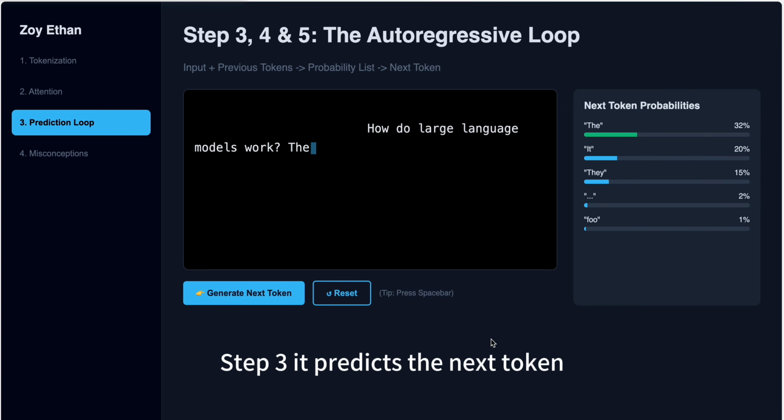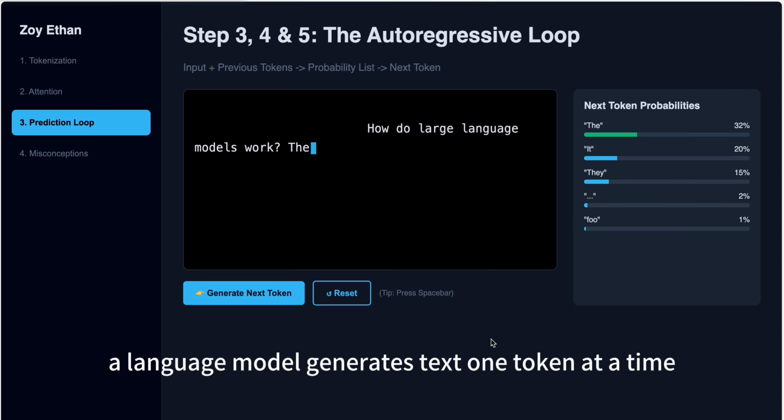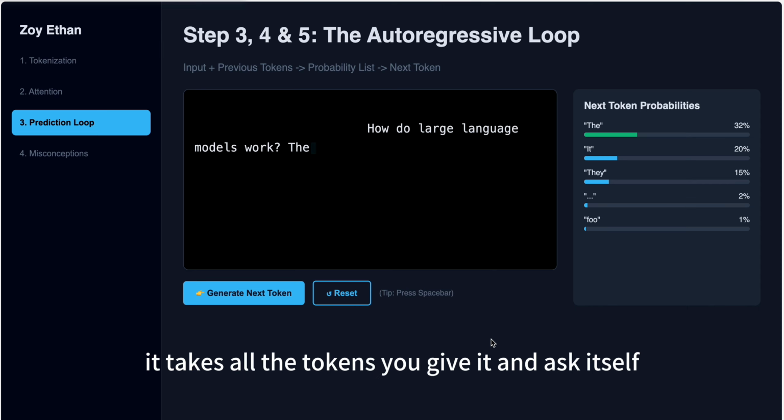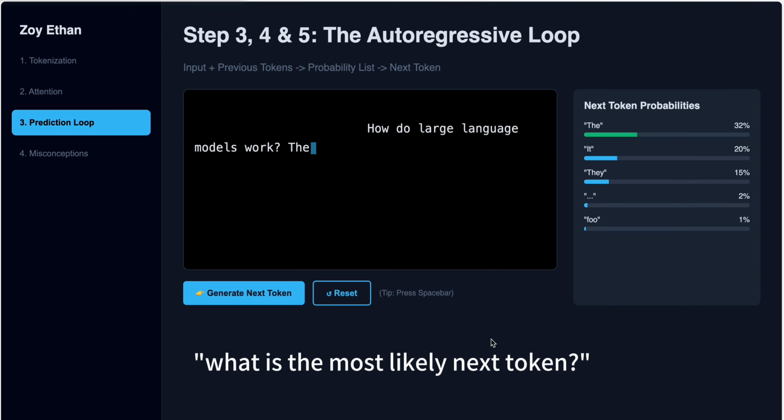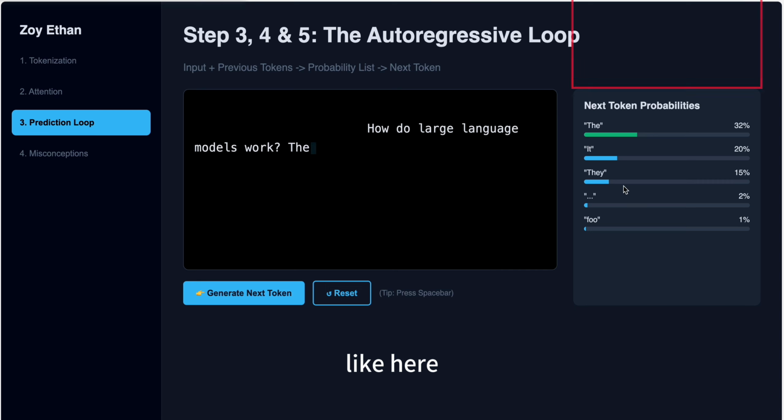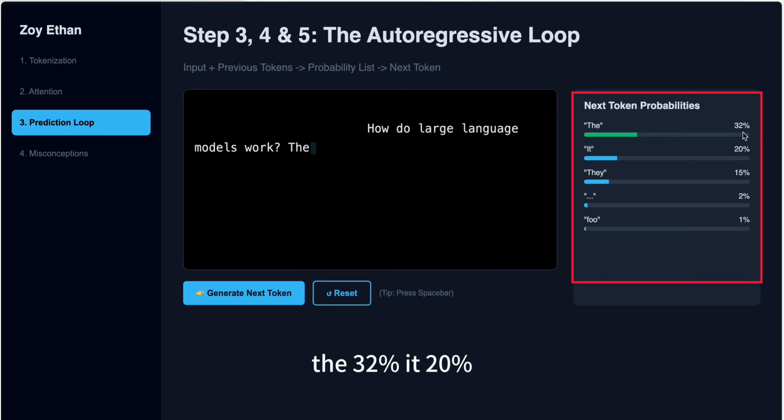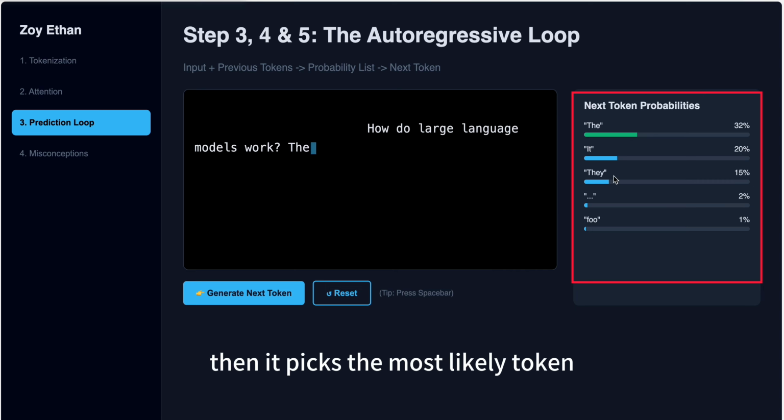Step 3. It predicts the next token. Here is the key idea. A language model generates text one token at a time. It takes all the tokens you give it and asks itself, what is the most likely next token? It produces a huge probability list, like here, 32%, 13%, and thousands more probabilities. Then it picks the most likely token, or a slightly random one if you use temperature or top P.